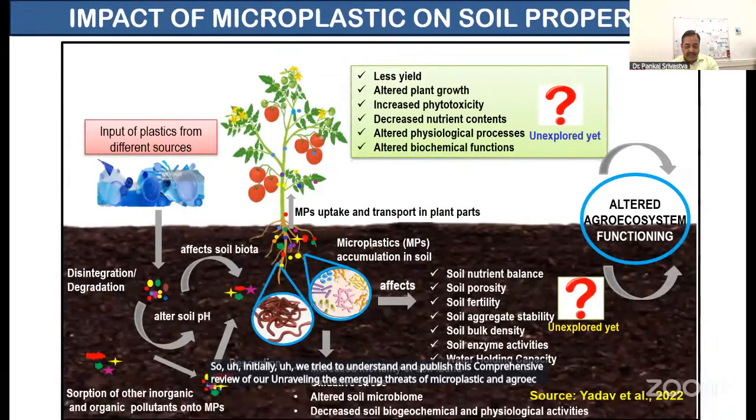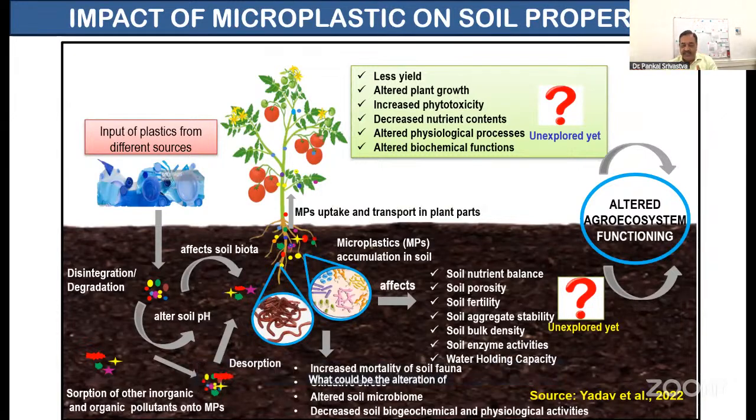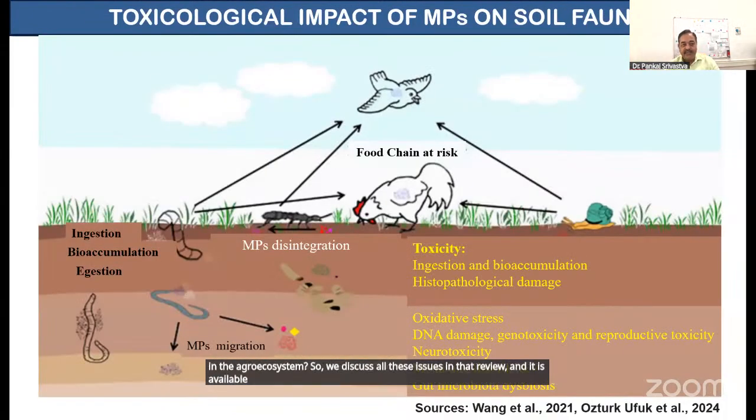agroecosystem, and in that, what could be the alteration of agroecosystem functioning if we do not take immediate steps for prevention as well as cure of microplastic in the agroecosystem. So we discussed all these issues in that review, and it is available in open access.